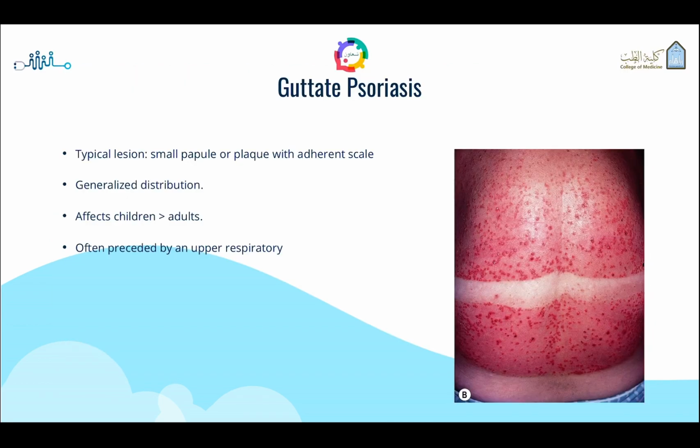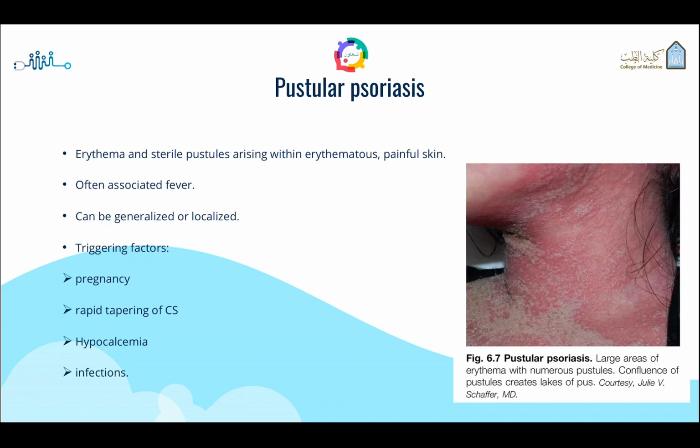Now, guttate psoriasis is generalized in distribution. There will be small papules or plaques with adherent scale. It affects children more than adults and is often preceded by an upper respiratory tract infection, mostly streptococcal infection. So you have to ask about it in the history.